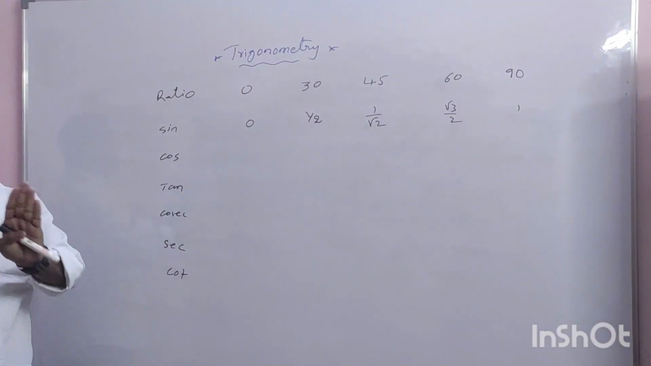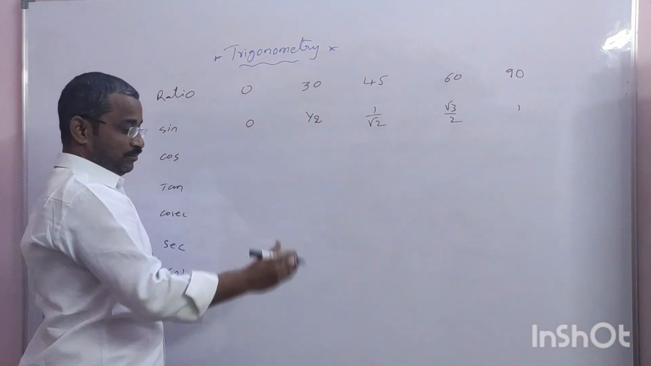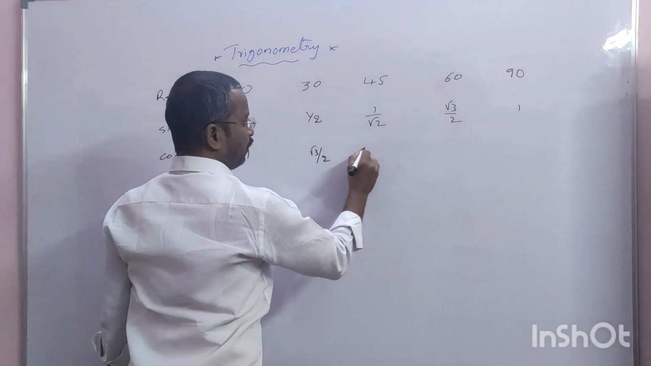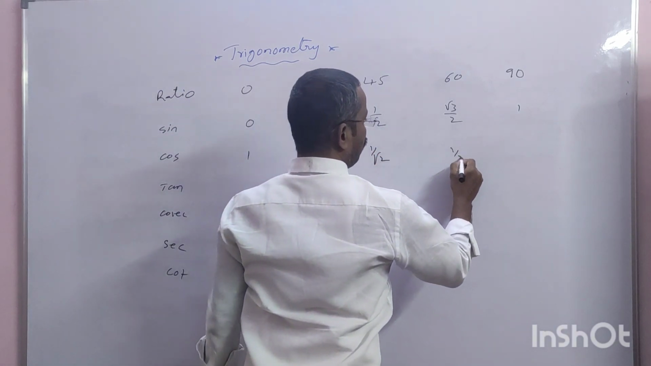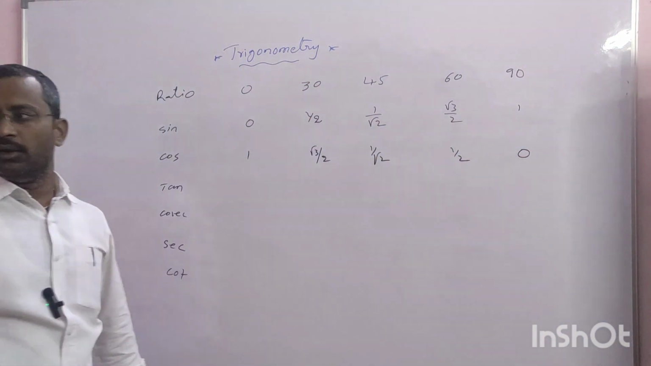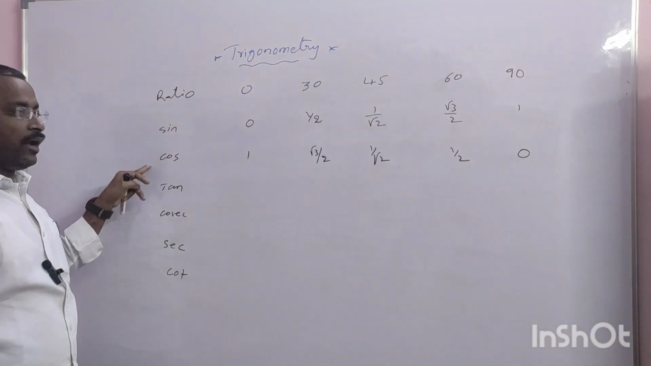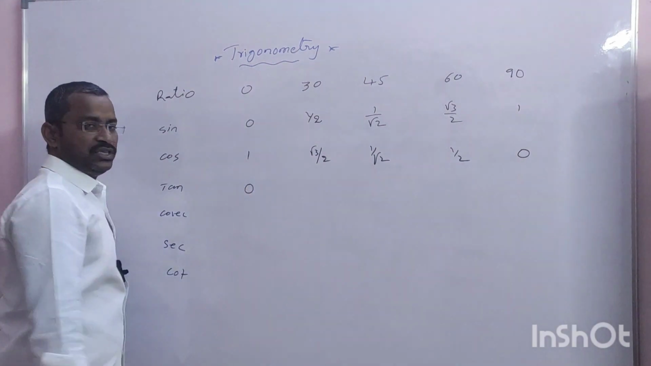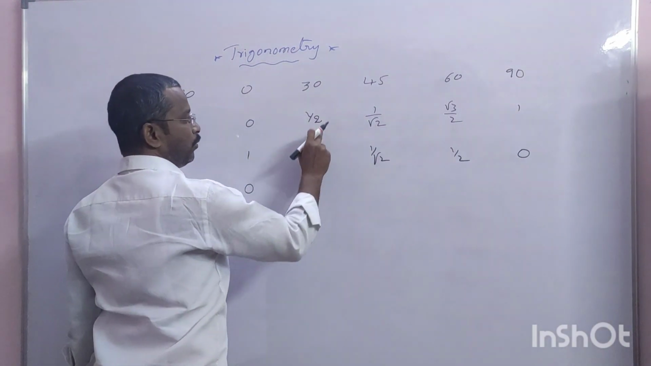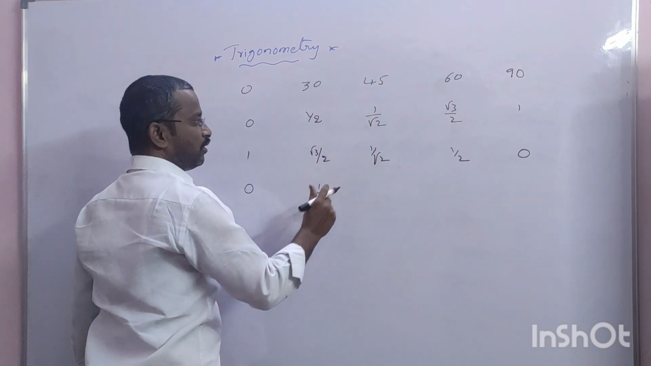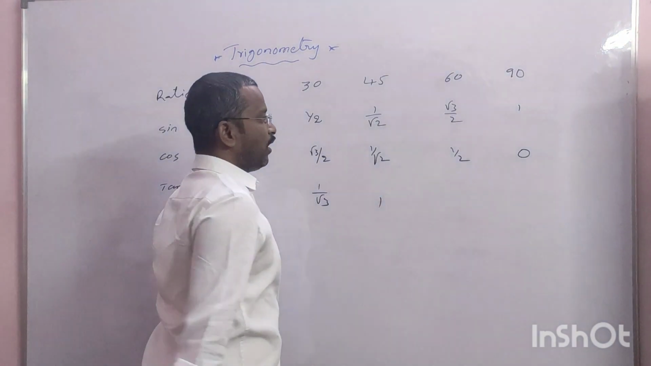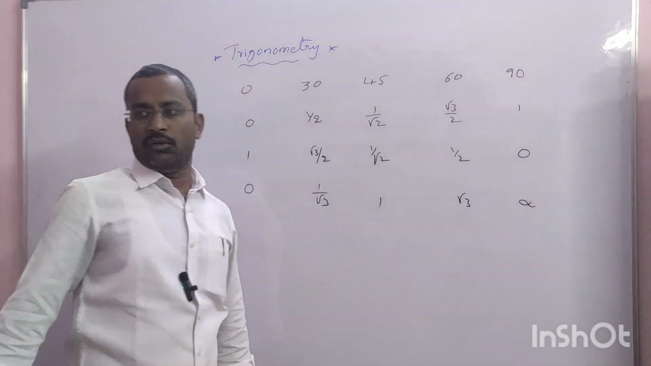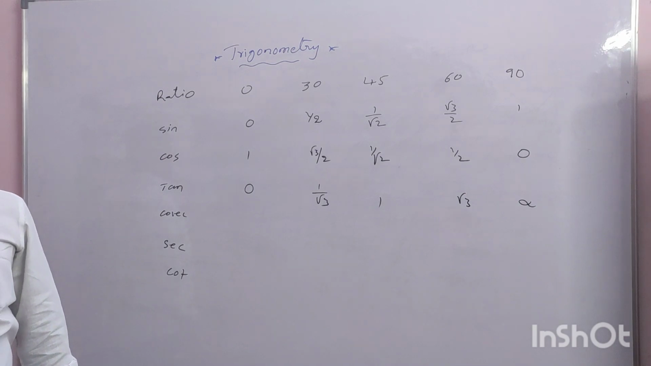This is sine. For cos, just write it in reverse, meaning from right to left: 1, root 3 by 2, 1 by root 2, 1 by 2 and 0. Now tan means sine by cos. 0 by 1 is 0, 1 by 2 by root 3 by 2, the 2s cancel, 1 by root 3, 1, root 3, and 1 by 0 is infinite or undefined. Better to write infinite or undefined.